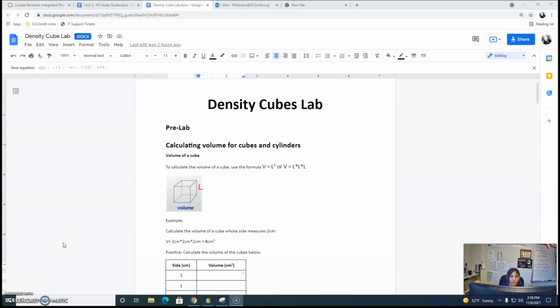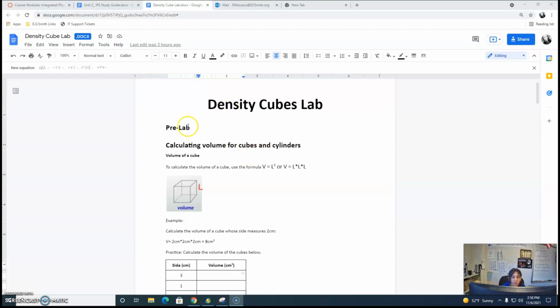Everybody, Miss Mocano here, and I wanted to go over your lab that you're going to be performing soon, your density cubes lab that you can see right in front of you on the screen. Wanted to go through it and give you guys a few hints and just general help on how to go through it.